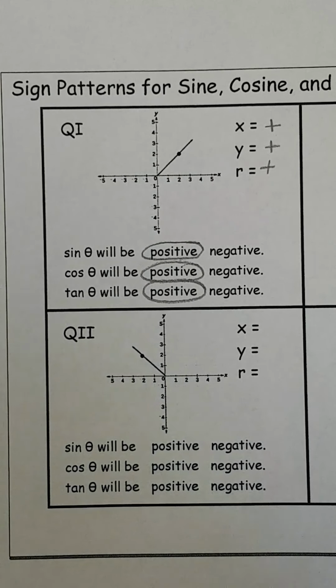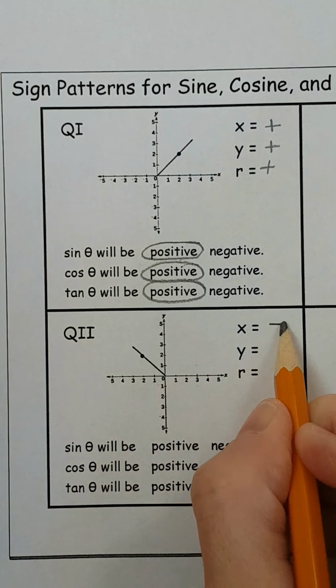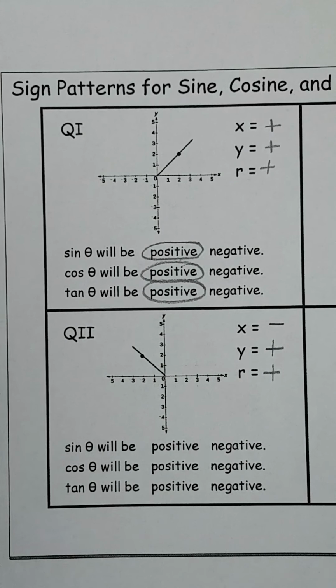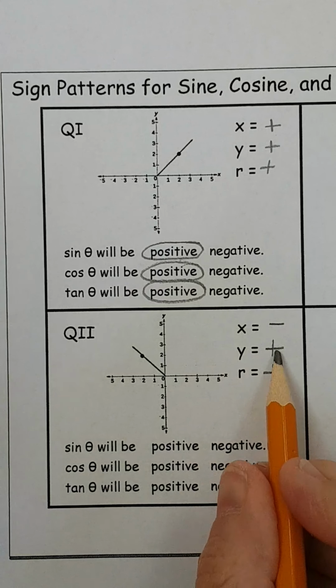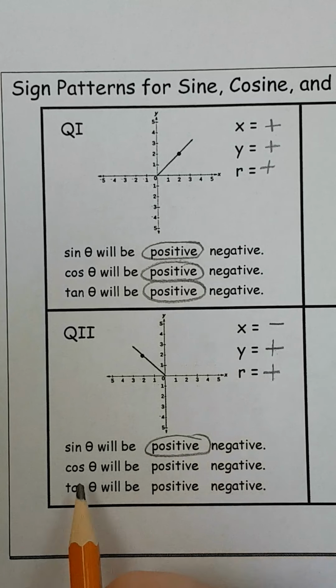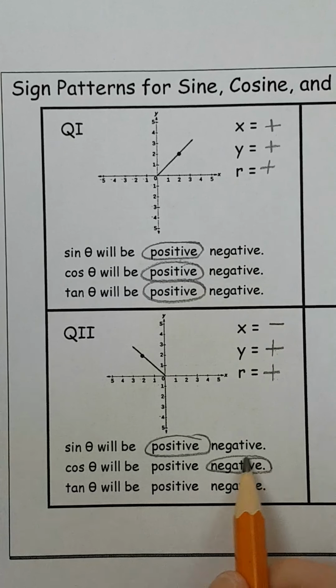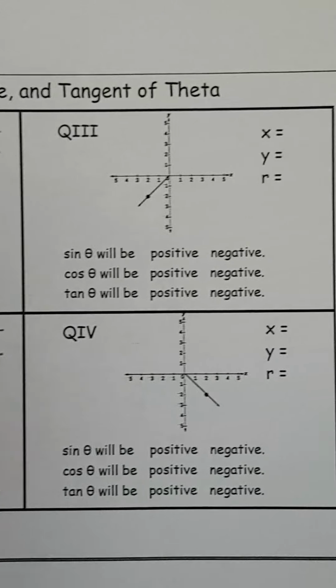When we get to the second quadrant, we know that our x-coordinate will be negative, because we're on this side. X-coordinate will be negative, y-coordinate will be positive, and so will r. So now we want to figure out what that does for our trig ratios. Well, sine is y over r, so that's a positive divided by a positive. Cos is x over r, so negative divided by a positive is negative, and tan is y over x, so then we have another negative. Hope I'm not going too fast.